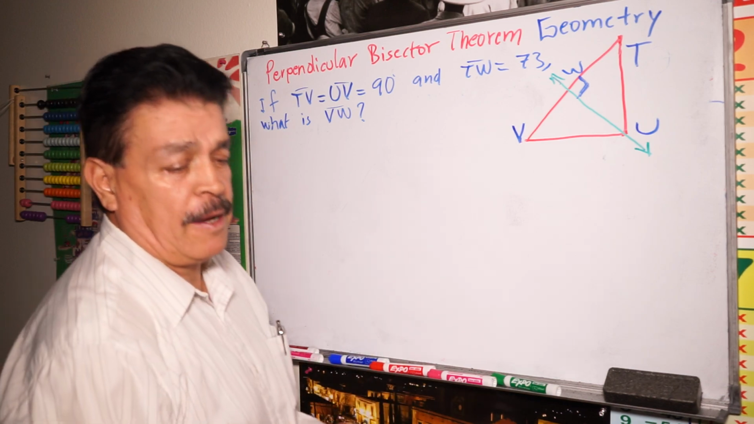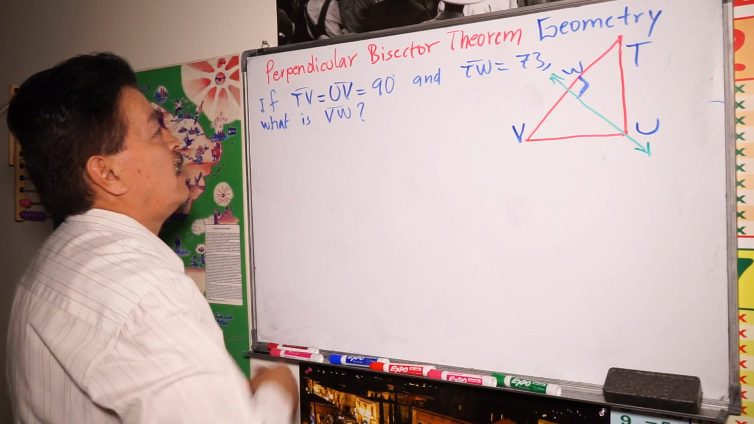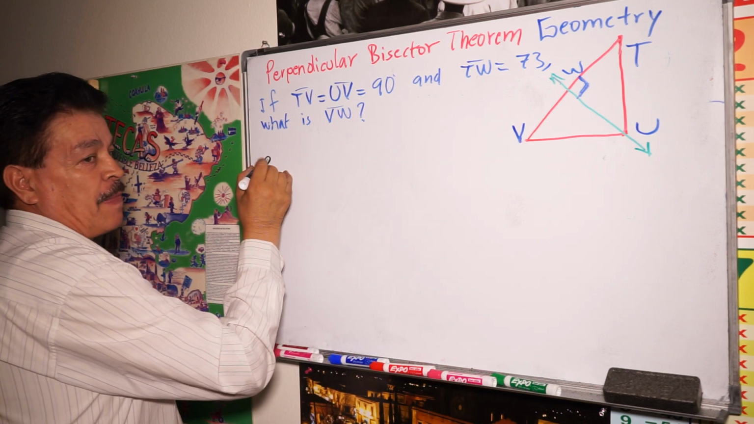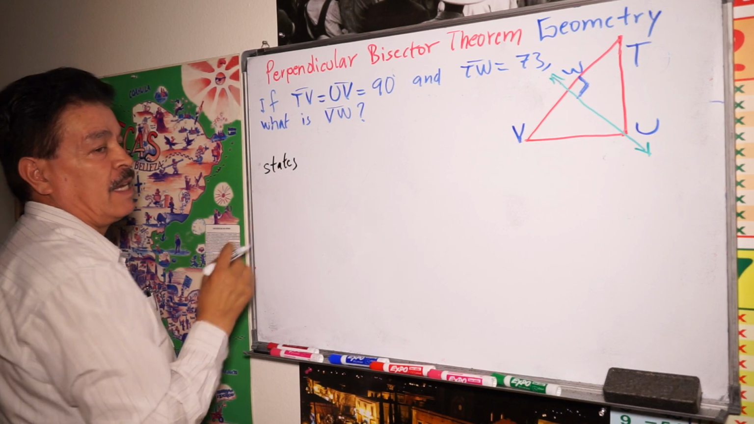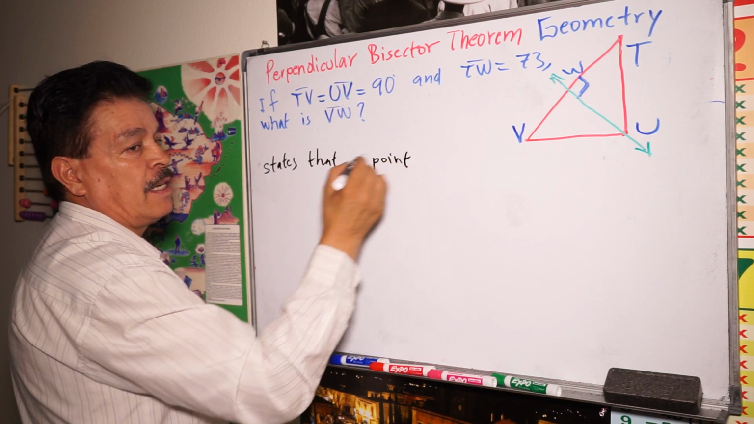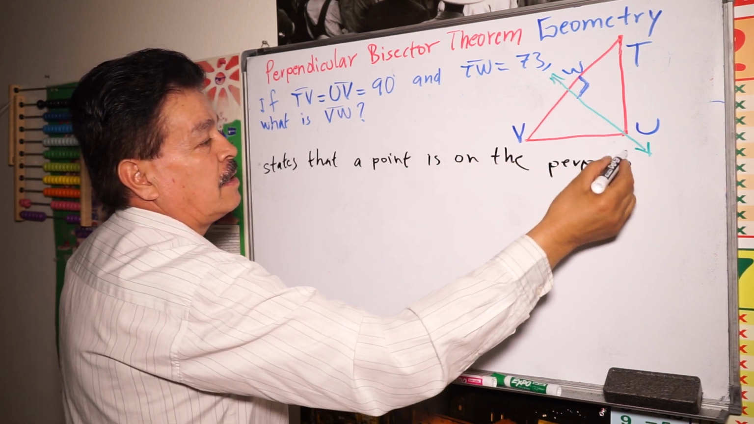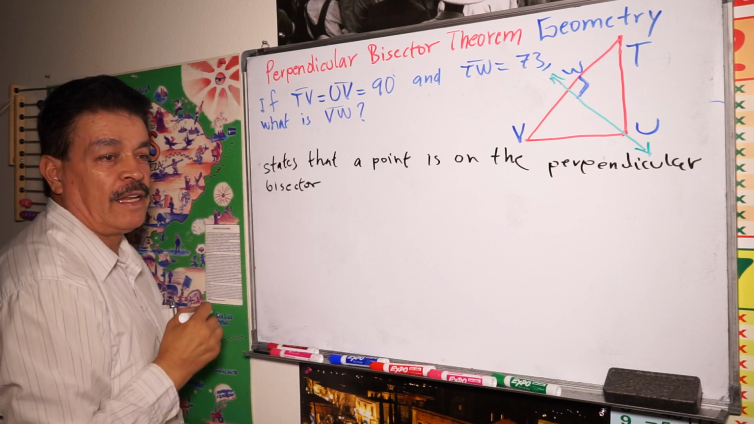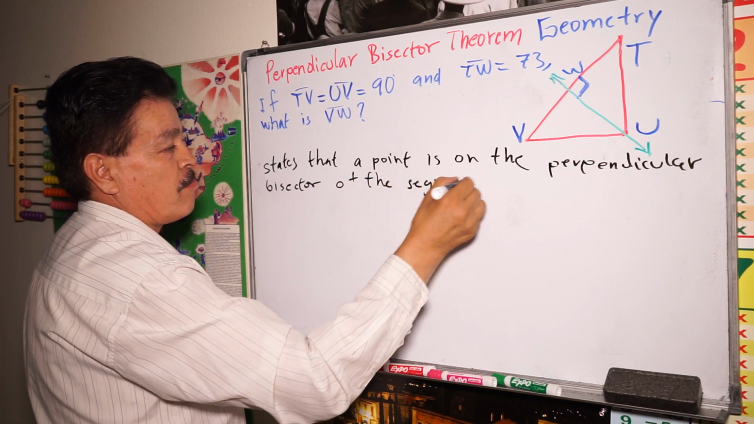Before that, let me review some ideas to solve our problem. This is an easy, very simple class. We just need to know what the perpendicular bisector theorem is. The perpendicular bisector theorem states that a point is on the perpendicular bisector of the segment. This is our concept.